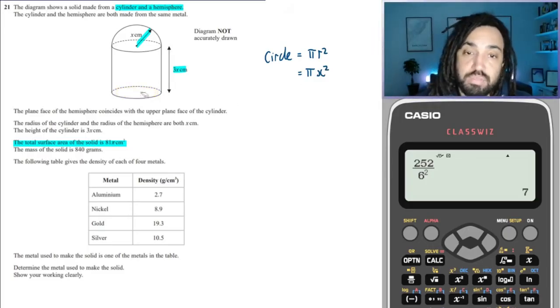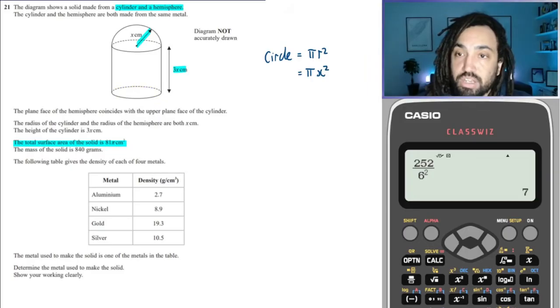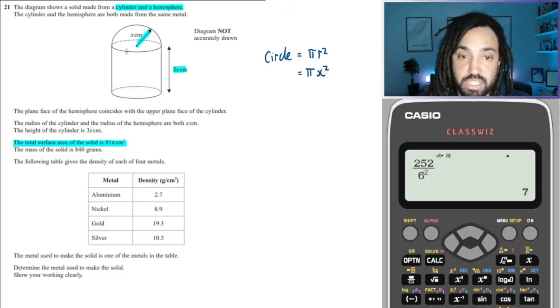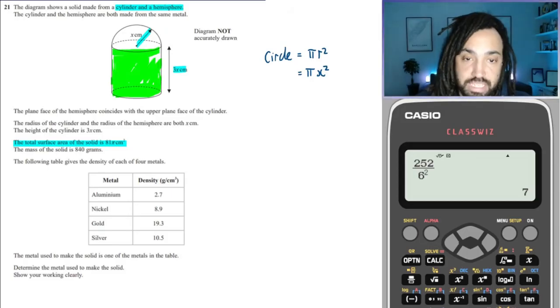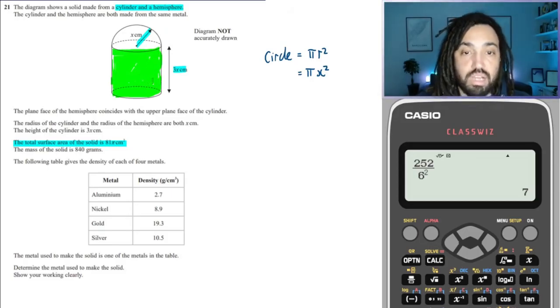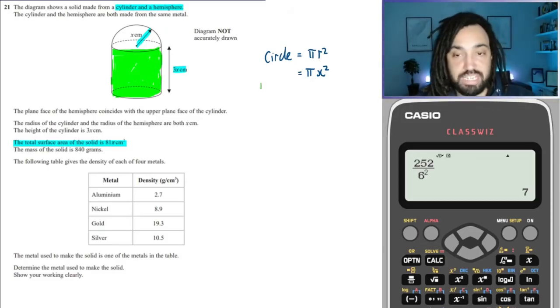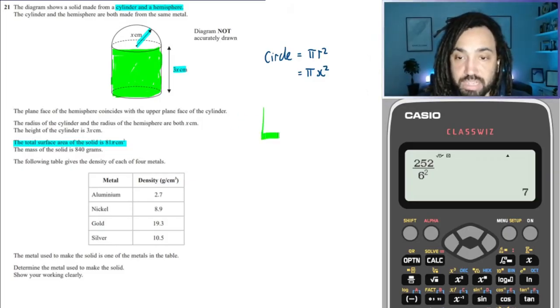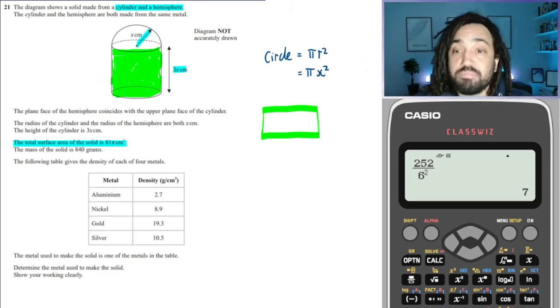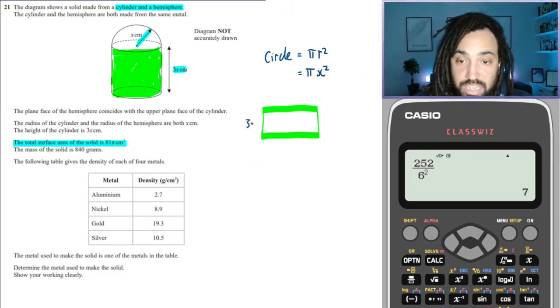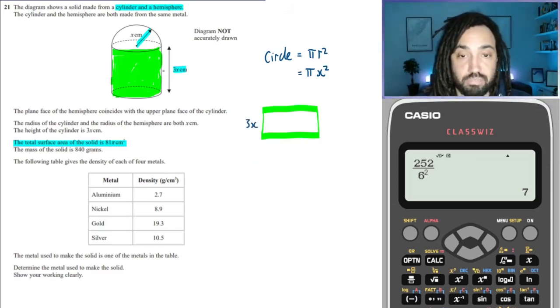Okay. And now we're going to work out the curved surface area of the cylinder. So if you were to unwrap this curved surface area, it would create a rectangle. Just like when you unwrap a can of beans, if you take the label off the can, you're going to get a rectangle which wraps all the way around the shape. And the height of that label will be 3x.